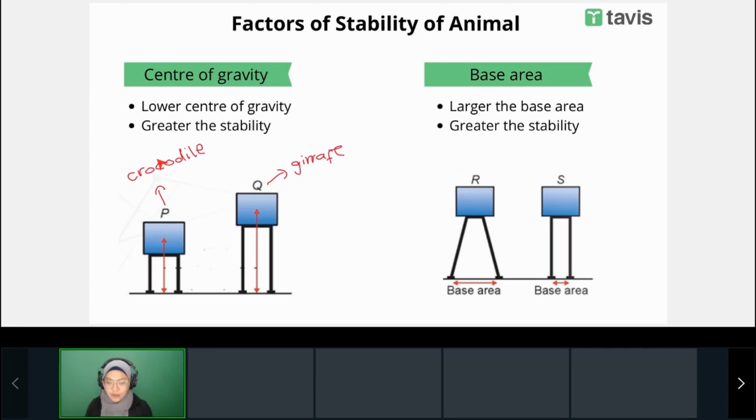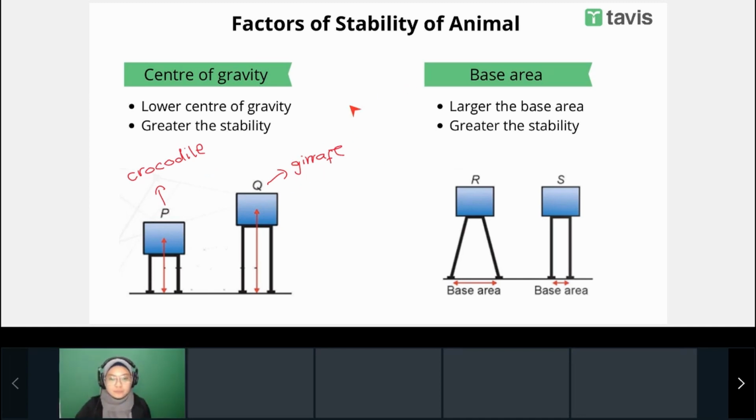We have a crocodile, we have a giraffe. Both of these animals want to drink water. Which animal finds it easy to drink water, a giraffe or a crocodile? P or Q? Giraffe is not easy to drink water. It's a crocodile. Let's see the reason why after this.